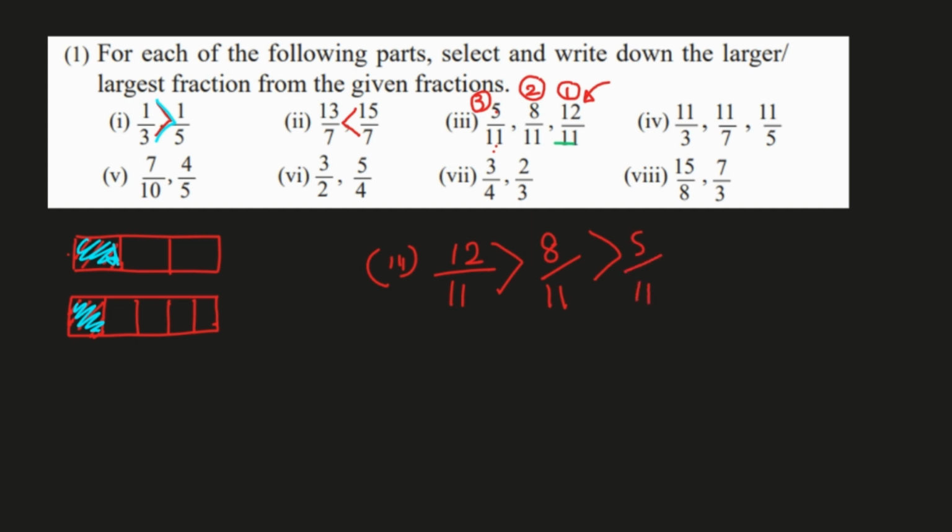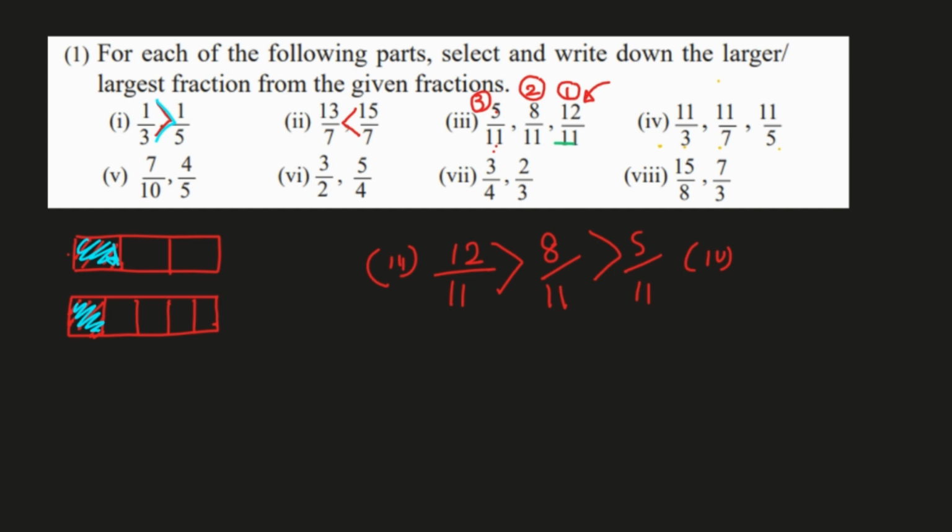So let's go to the fourth question, right? Here the denominators in this case are different. They are 3, 7 and 5, but the numerators are the same. So in that case, the fraction which has the smallest denominator will be the largest fraction, right?